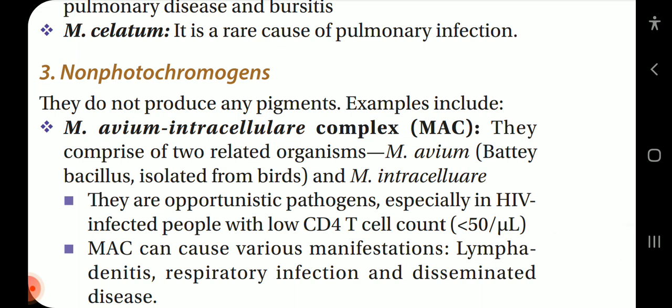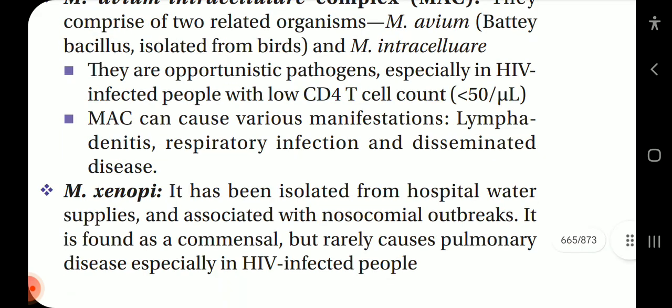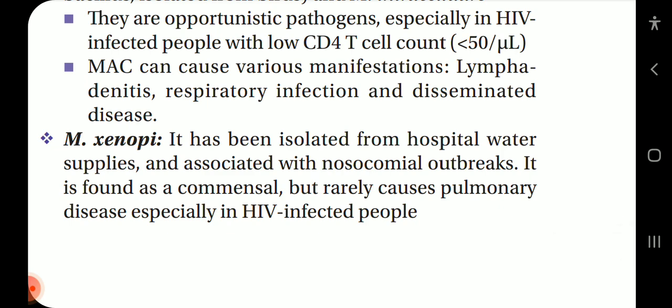Examples include M. avium intracellulare complex, MAC. They comprise two related organisms, M. avium paratuberculosis, isolated from birds, and M. intracellulare. They are opportunistic pathogens, especially in HIV-infected people with a low CD4 T cell count, less than 50 per microliter. MAC can cause various manifestations: lymphadenitis, respiratory infection, and disseminated disease. M. xenopi has been isolated from hospital water supplies and associated with nosocomial outbreaks. It is found as a commensal but rarely causes pulmonary disease, especially in HIV-infected people.